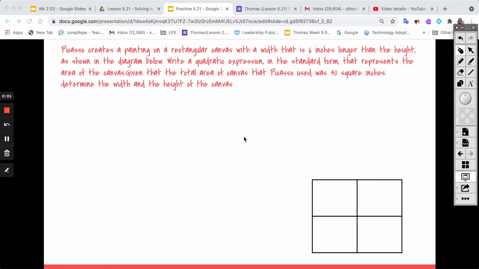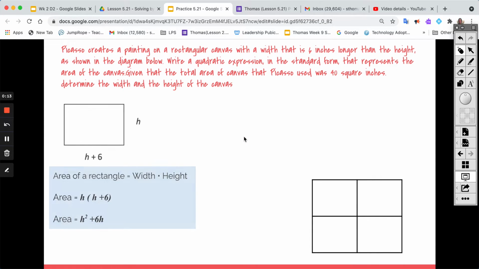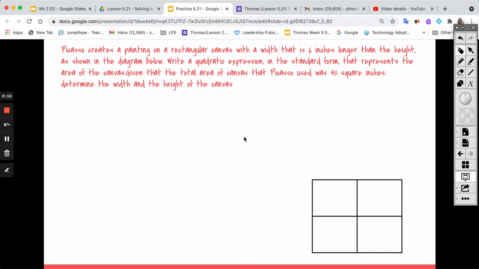All right, so this question says Picasso creates a painting on a rectangular canvas with a width that is 6 inches longer than the height, as shown in the diagram. We are to write an expression in standard form that represents the area of the canvas, given that the total area of the canvas that he uses is 40 square inches, and determine the width and the height.